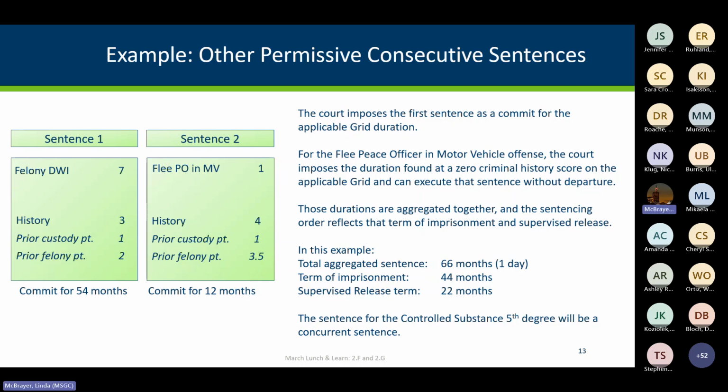Those two are added together. Here we get 66 months, and then that gets divided into the 2/3, 1/3: 44 months term of imprisonment, 22 months supervised release.